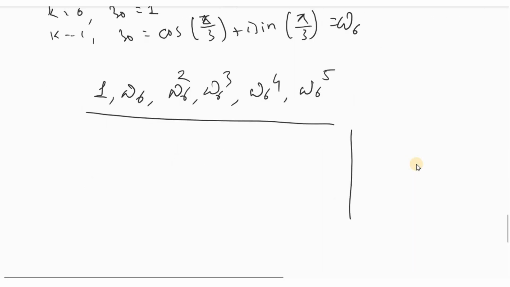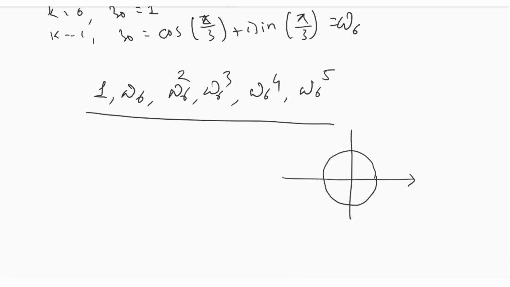If you try to draw this on a figure, then you will notice that if this is your x axis and this will be your y axis, then these sixth roots of unity are located on this circle with radius 1. So that is the first root you will have here. The omega 6 you will have here. Then omega 6 square you will have here. Omega power 3 you will have here. Omega power 4 you will have here. And omega 5 is here.